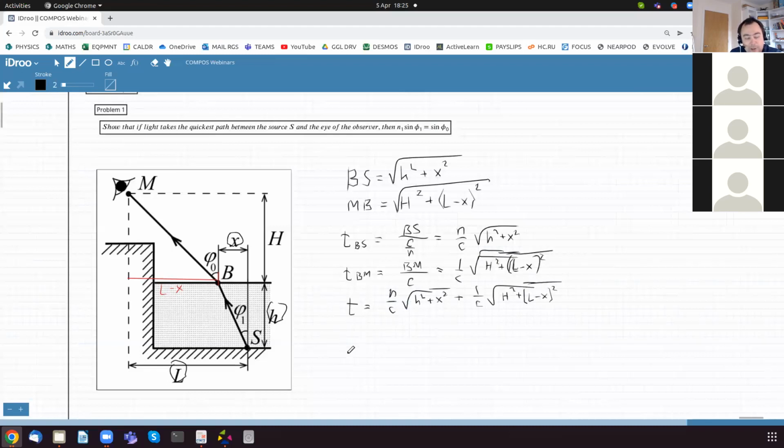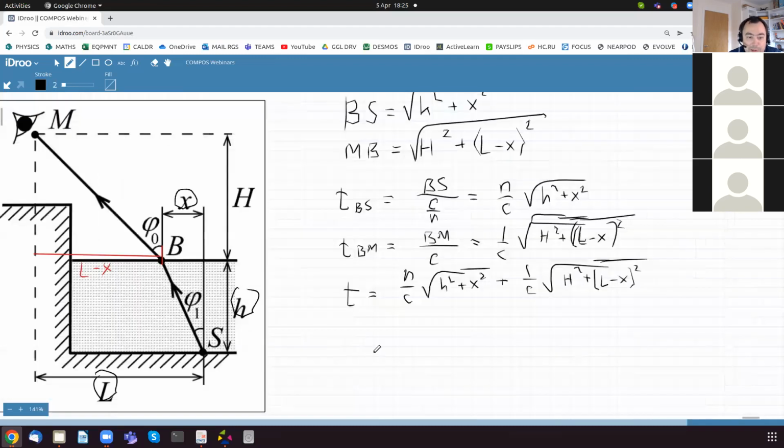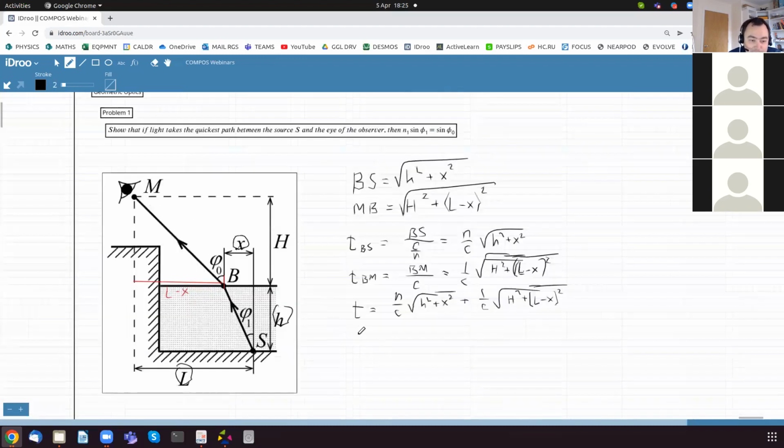Right. Now, to find the shortest time possible, we differentiate. We differentiate t with respect to x. So dt over dx, and we get something.